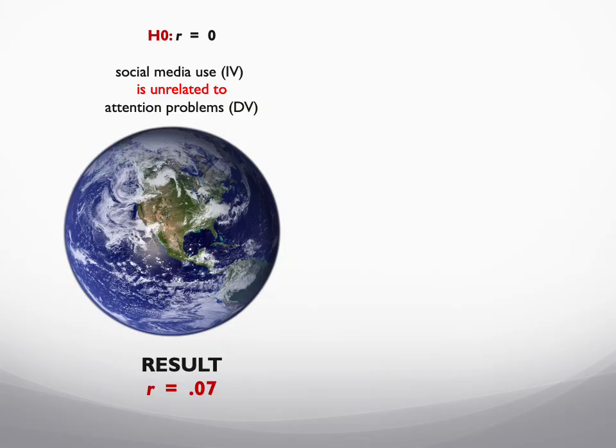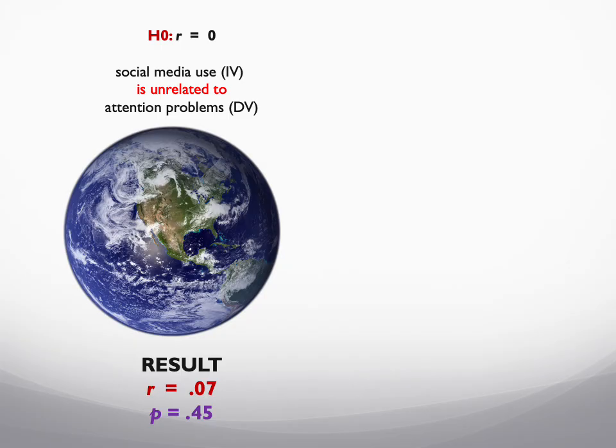Again, we have this prediction of social media use being related to attention problems. The test we're going to run is actually focused on this null hypothesis. What are the odds that I live in this world where social media use is unrelated to attention problems? H0, my null hypothesis, being R equals 0. Again, I've collected a sample, I've run my statistical test, and it tells me R equals 0.07. And my question is, is that a meaningful relationship or not? The p-value is now going to help me make that decision.